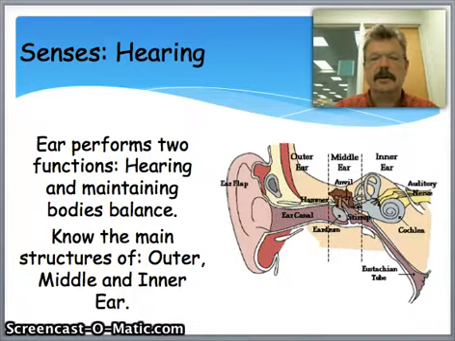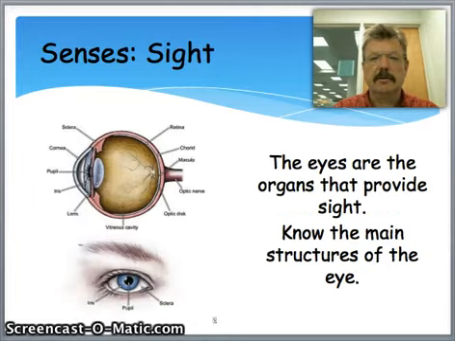Hearing is one of the senses, and the ear performs two functions: hearing and maintaining the body's balance. You should know the main structures of the outer ear, the middle ear, and the inner ear. Sight is another one of the senses. The eyes are the organs that provide for sight. Know the main structures of the eye.